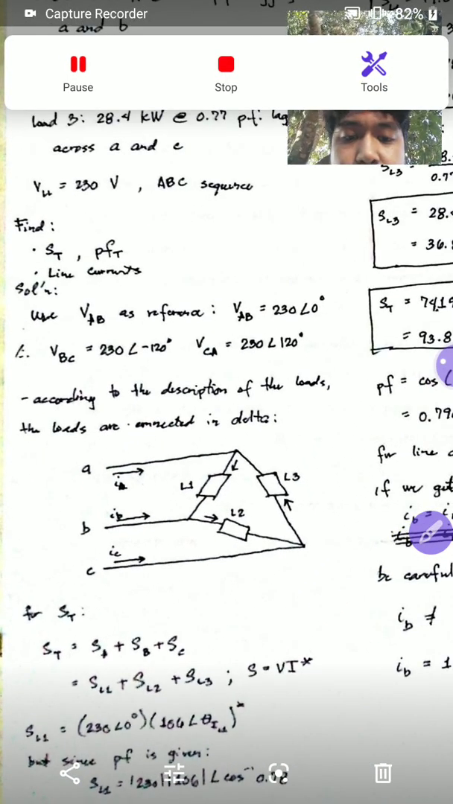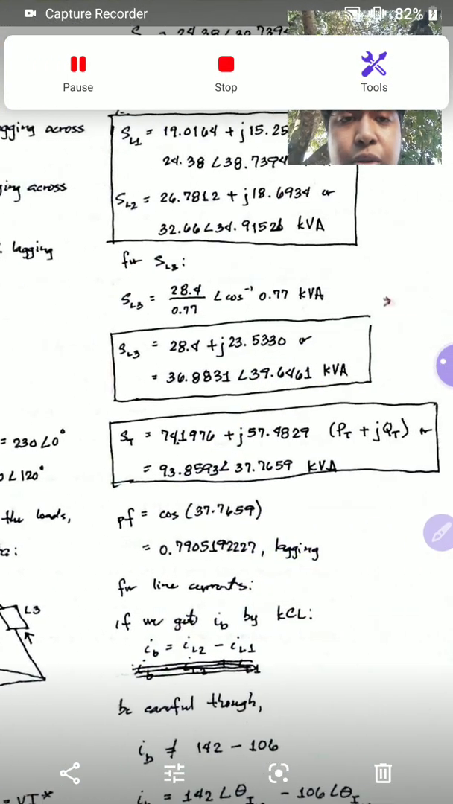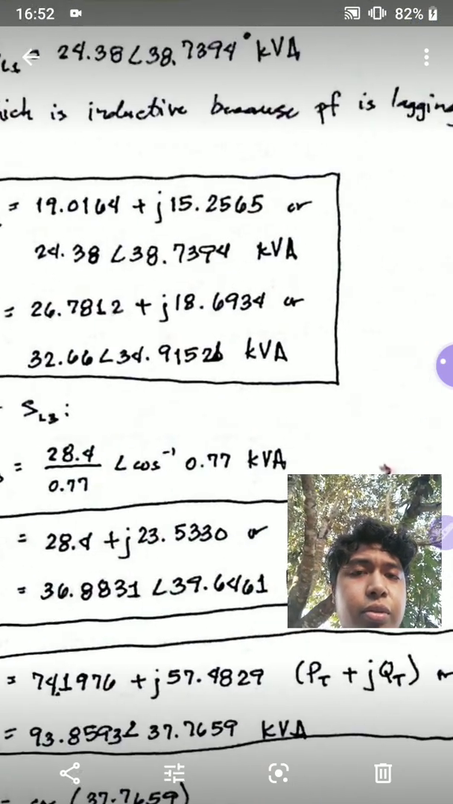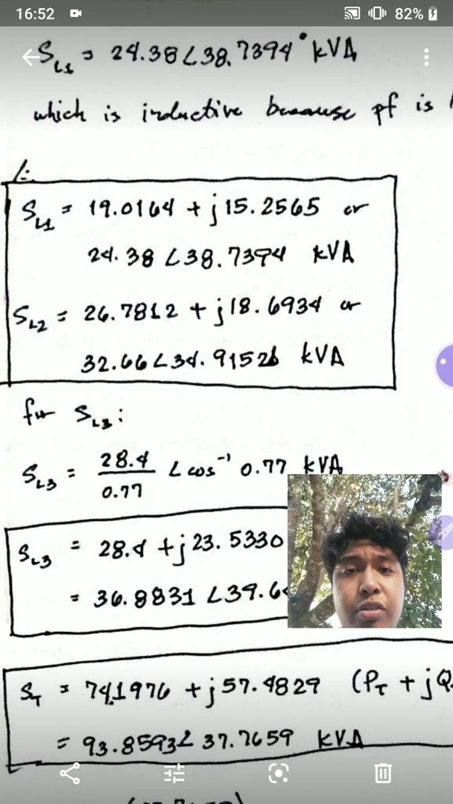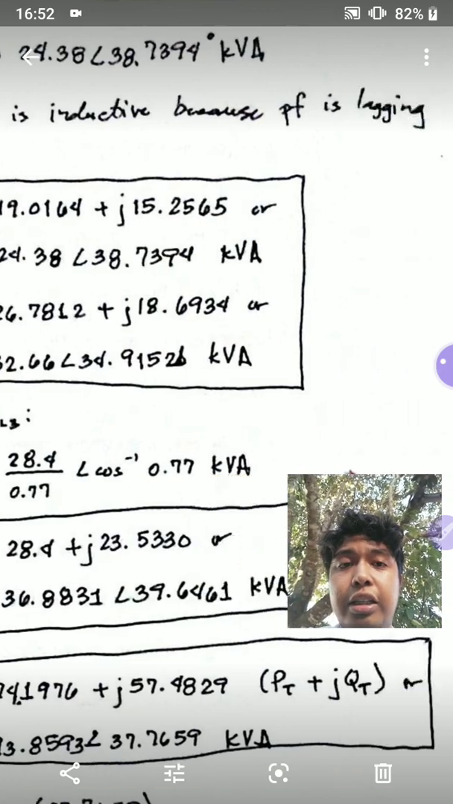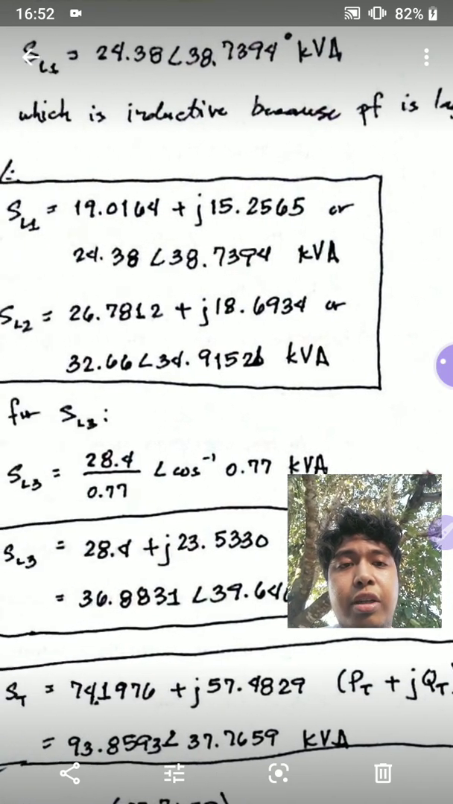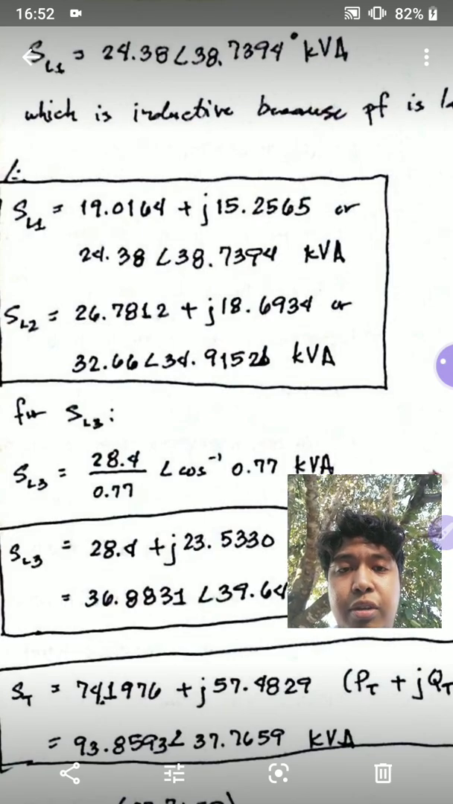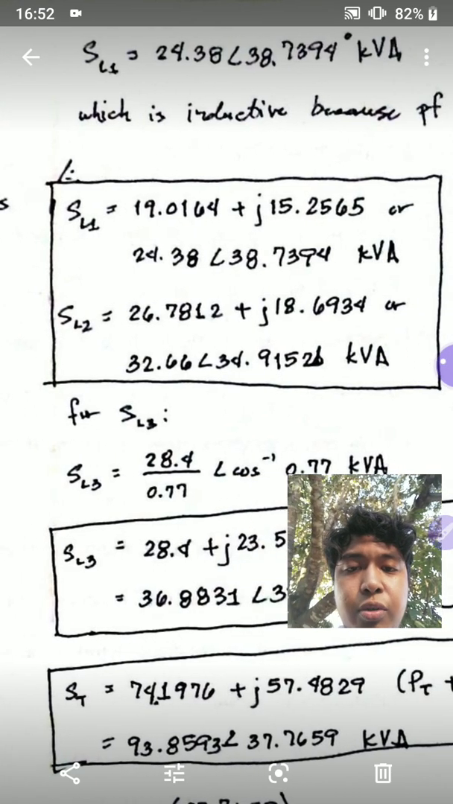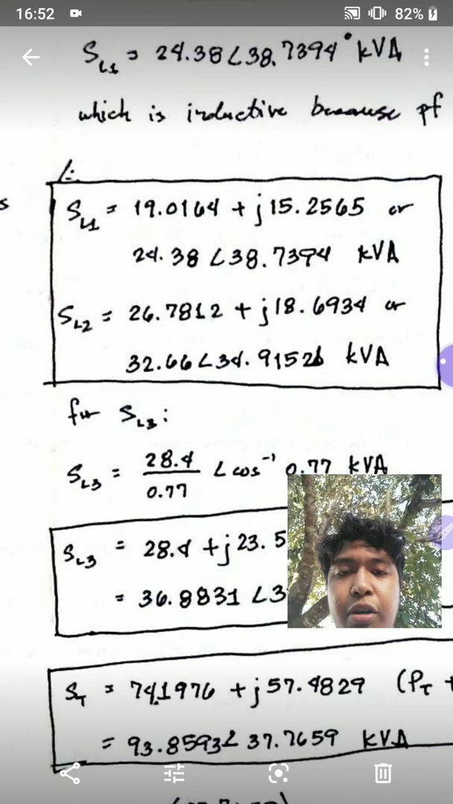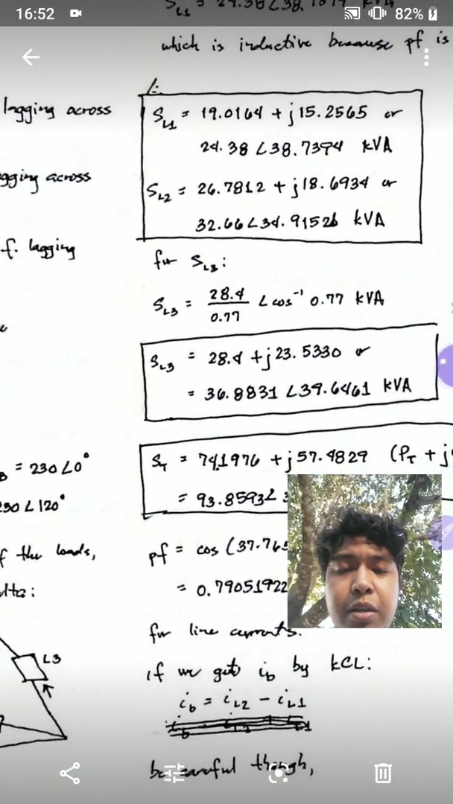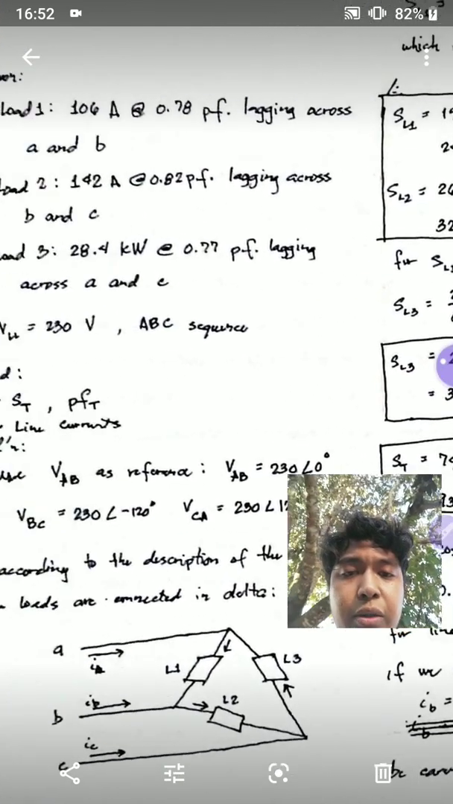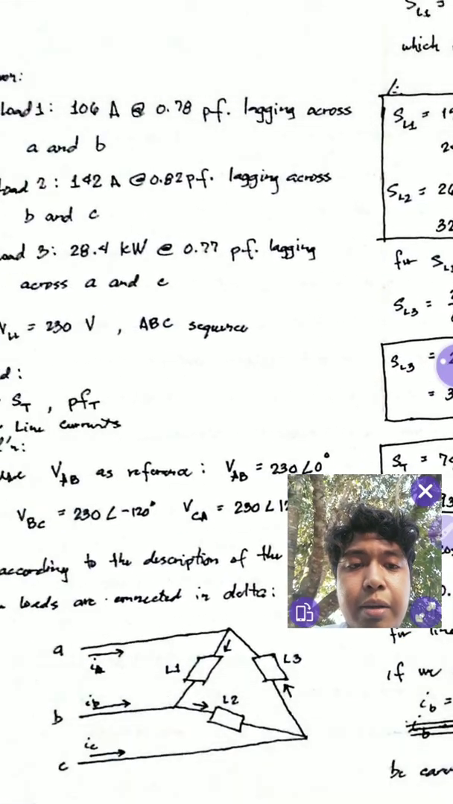Now that is for load 1. For load 2, you do the same, and then you have this power. These two loads are inductive because their power factors are both lagging. So you have these powers, load 1 and load 2, in rectangular and polar form. Now for load 3, what we have is the real power.